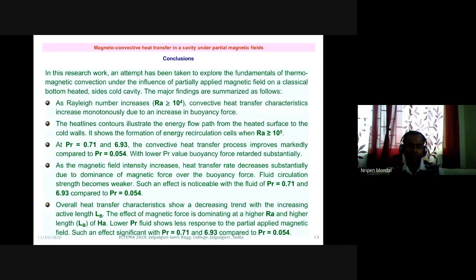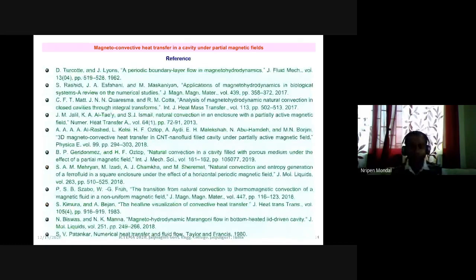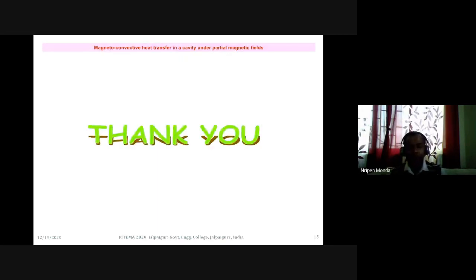So whenever we increase the length of the active area for the magnetic force and also the intensity of the magnetic force, the heat transfer rate decreases. So from this study, we can understand that by properly controlling the intensity of the magnetic field and also the active portion of the magnetic field, we can control any thermal device. So this information can be very helpful for designing any thermal device. So these are the references. Thank you for listening.